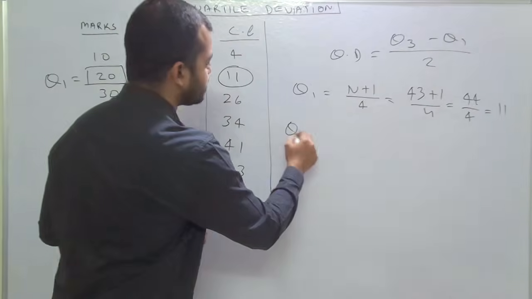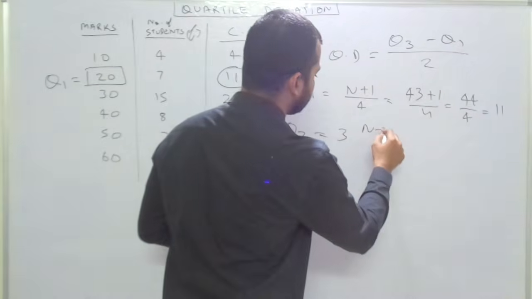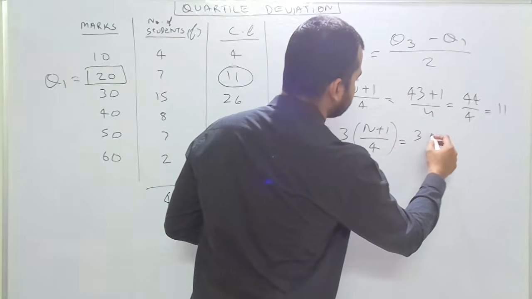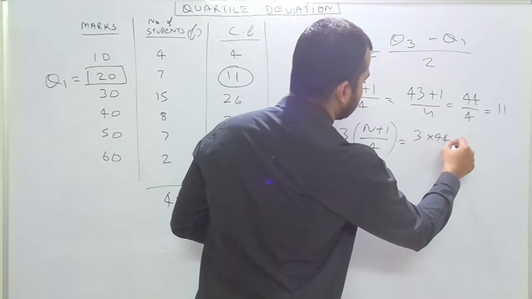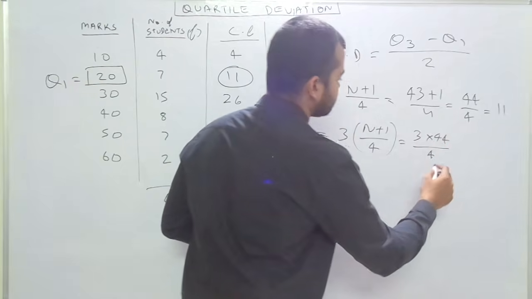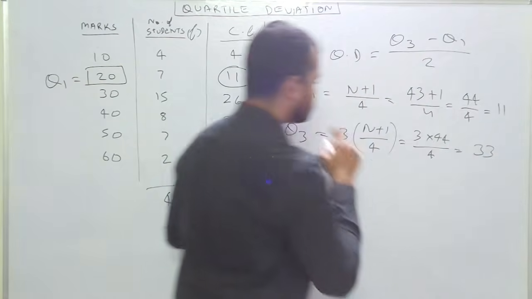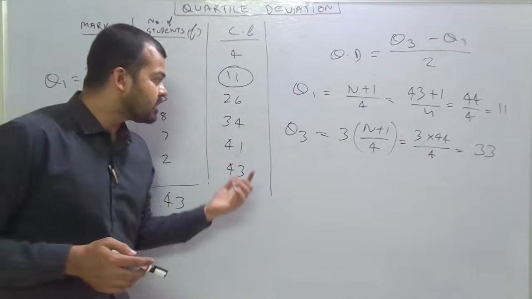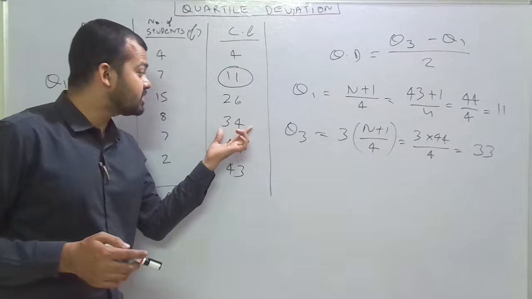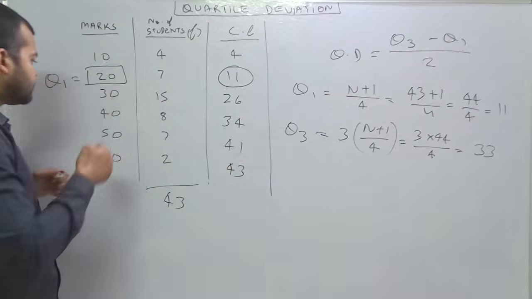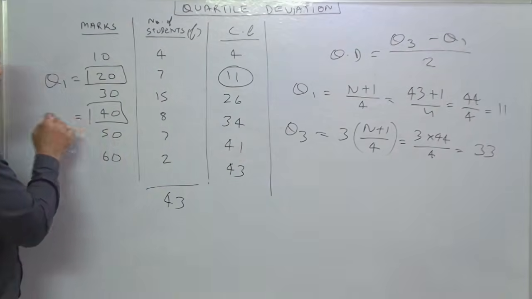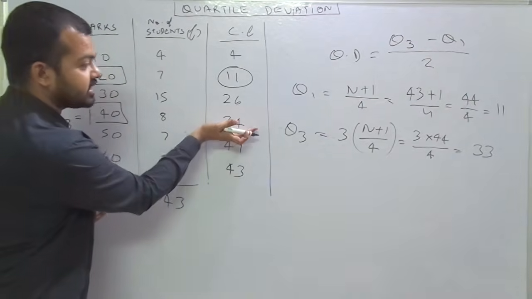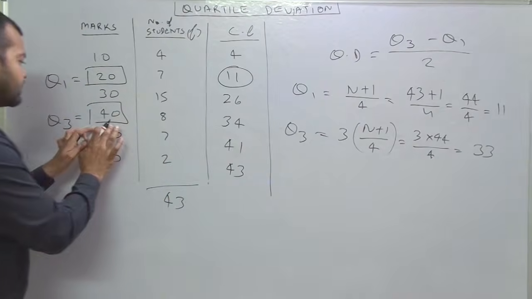Now we have to calculate Q3. So that is 3 times (n plus 1) divided by 4. It means 3 into 44 divided by 4. Here the Q3 position is 33. So now we have to look in the column of cumulative frequency where the number 33 lies. 33 lies in this figure. It means 40 is your Q3, because 33 falls under 34. That's why we are taking this.